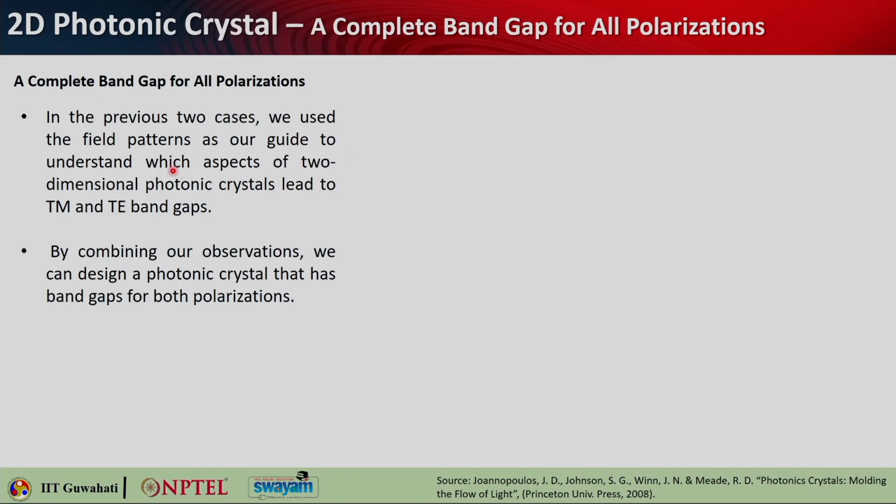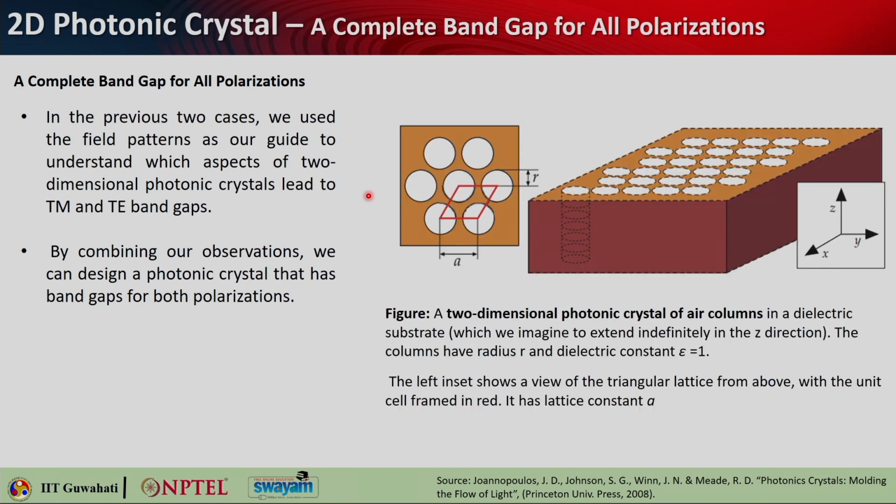Now, in the previous two cases we have seen the field patterns as our guide to understand which aspect of the two dimensional photonic crystal leads to TM and TE band gaps. Now, by combining our observations, we are in a position to design photonic crystals that can give us a band gap for both polarizations. So, this is one such structure.